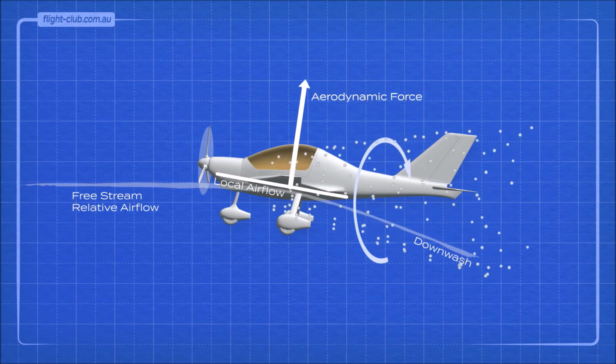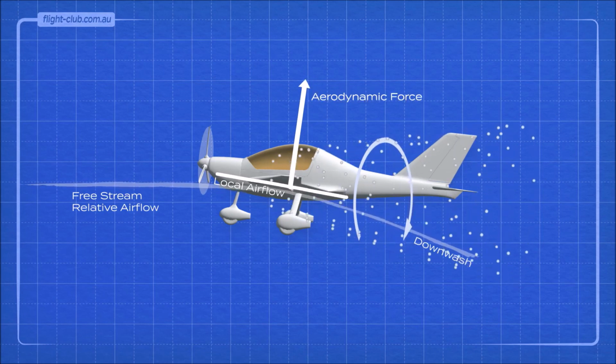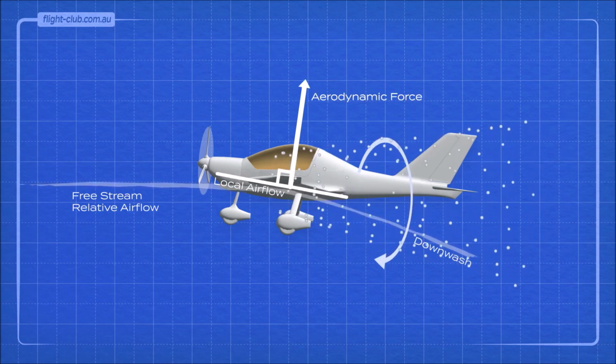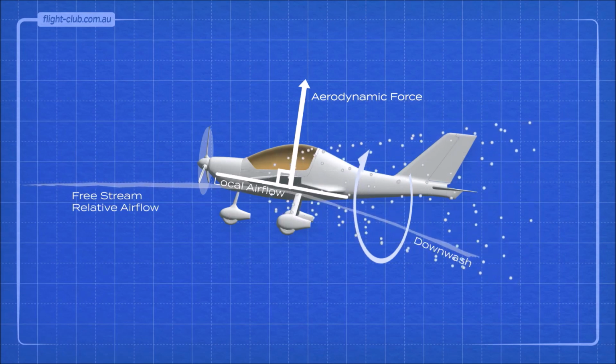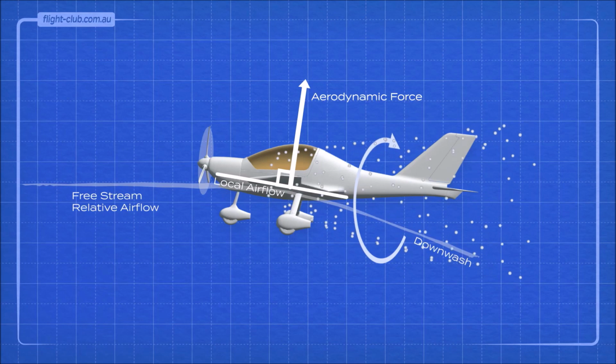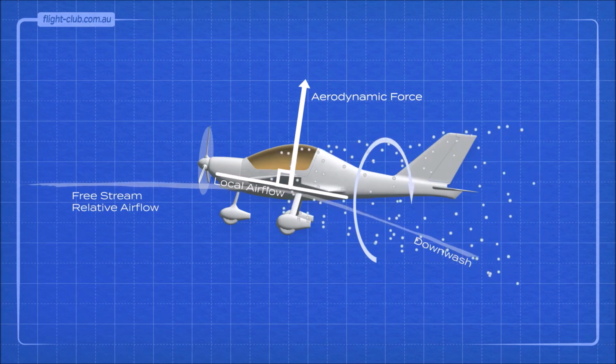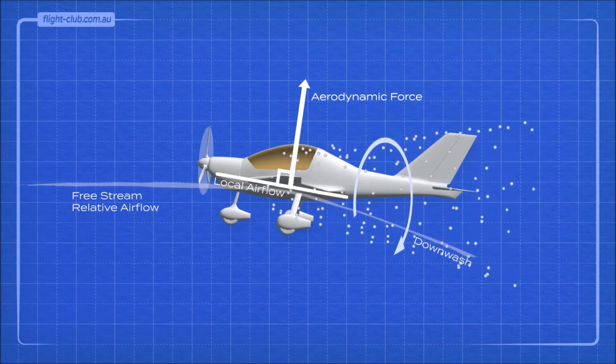The aerodynamic force produced by the wing acts at a right angle to the local airflow. But since the local airflow is inclined downwards, the aerodynamic force is inclined backwards by the same amount.